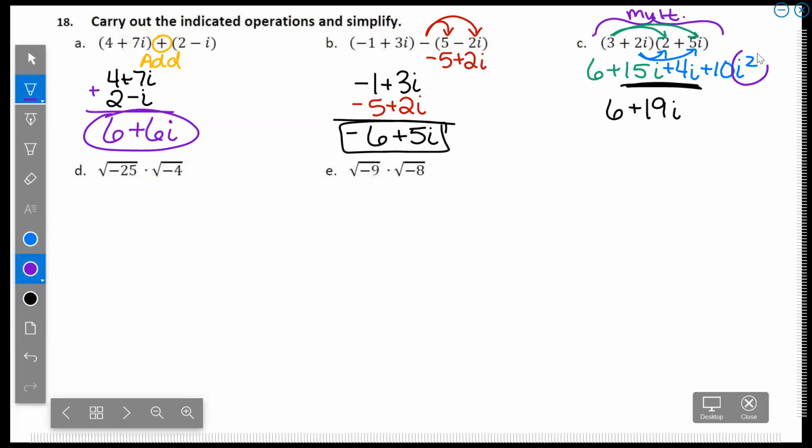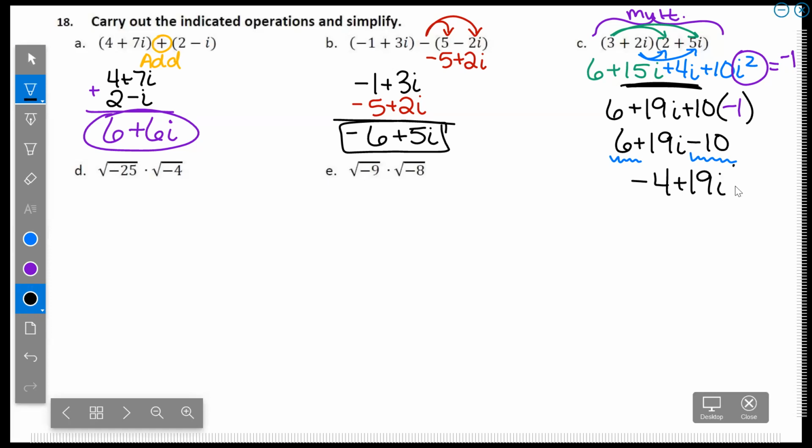There's something else kind of interesting going on. This i squared right here, I can replace that. Does anybody remember what i squared is equal to? Negative 1. So I have plus 10 times negative 1. What is 10 times negative 1? Negative 10. So now I have two like terms again. I have a 6 and a negative 10 that I can combine together. What is 6 and negative 10 combined? Negative 4. So negative 4 plus 19i.